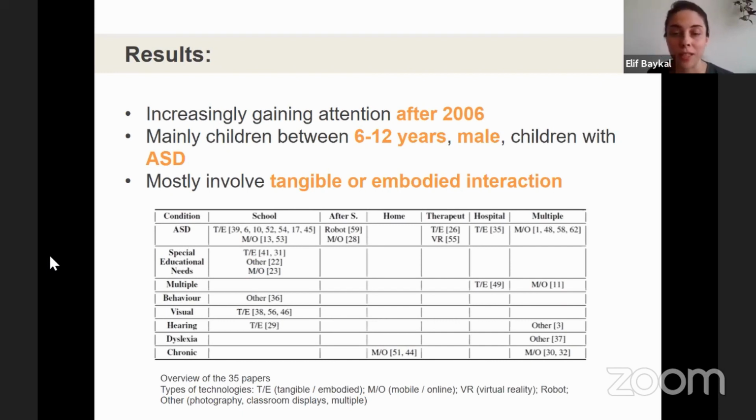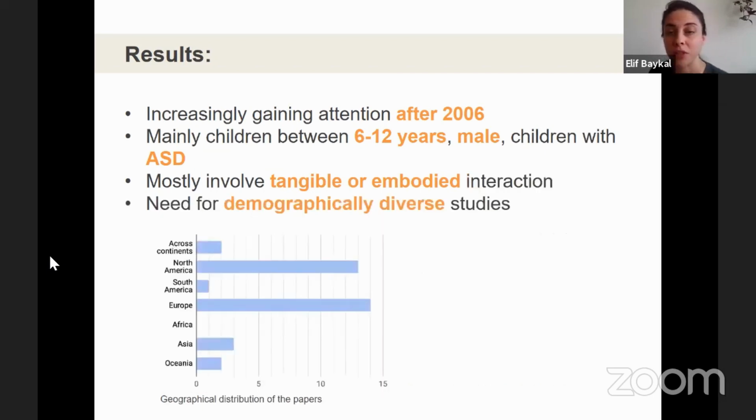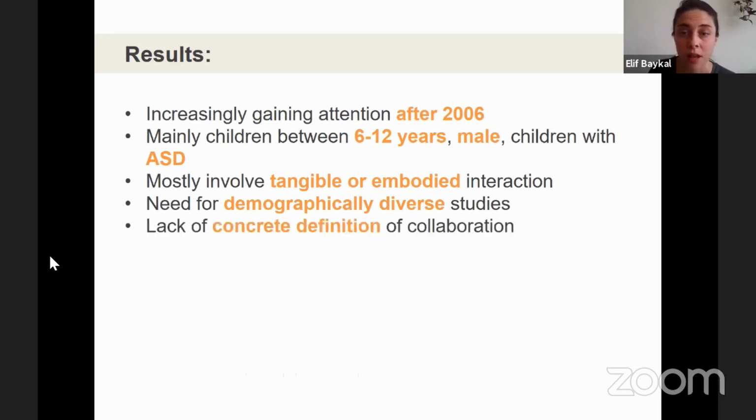And when it comes to types of technology, tangible and embodied tools were prominent types of technologies developed or tested for and with children with special needs. Mobile and online technologies follow them. Also, interestingly, robots are gaining some interest as collaborative agents for children with special needs. Besides these, in terms of the geographical distribution of the studies, we found that there is significantly more work done in Europe and North America than the rest of the world. So our study showed that we need more demographically diverse studies on collaborative technologies for children with special needs.